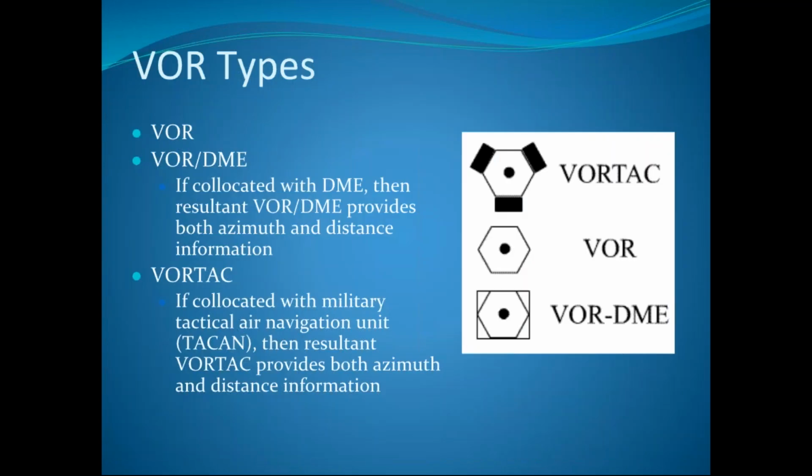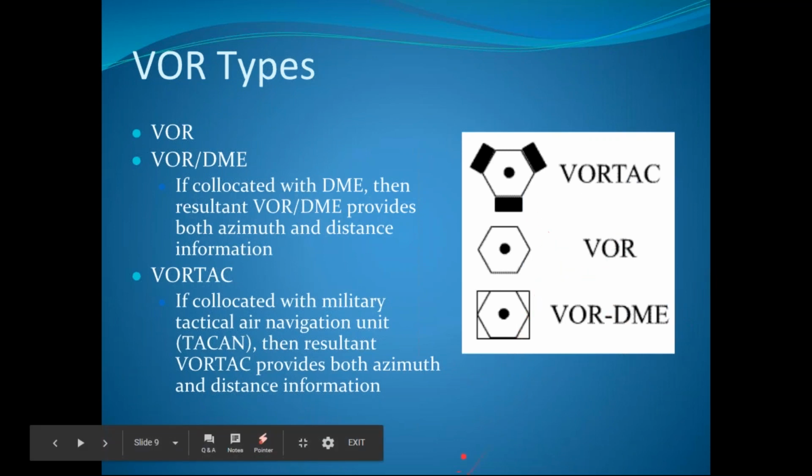VOR, DME, VOR, VORTAC. We talked about these yesterday. The VOR DME just offers the distance measuring equipment, both azimuth and distance information. VORTAC, co-located with a tactical air navigation unit, provides, just like the VOR DME, azimuth and distance information. But it also provides military tactical air navigation as well. And that's how they look on our maps.